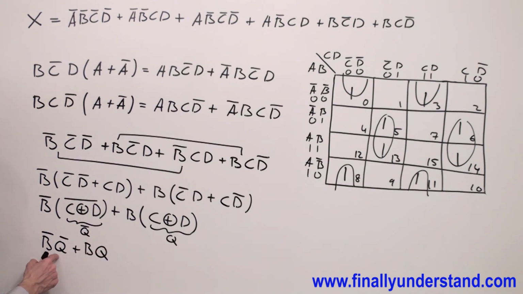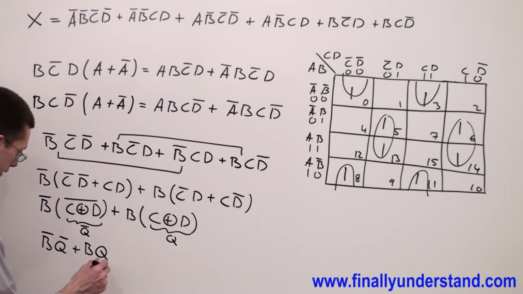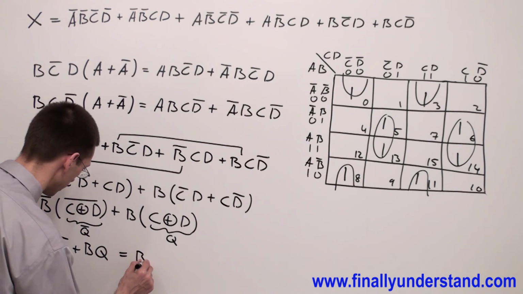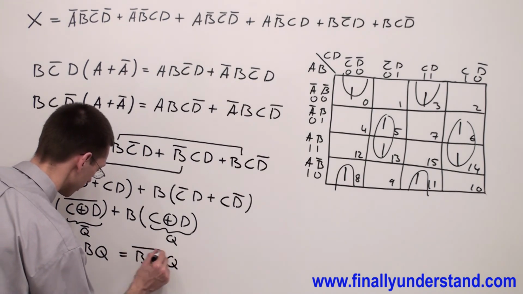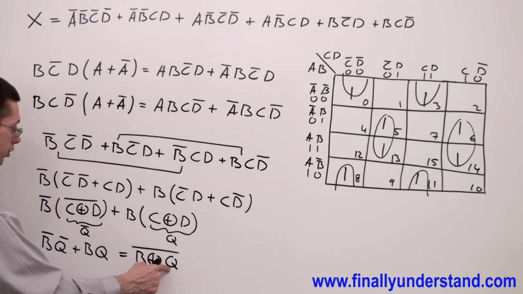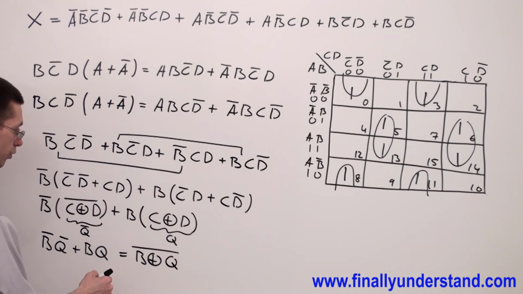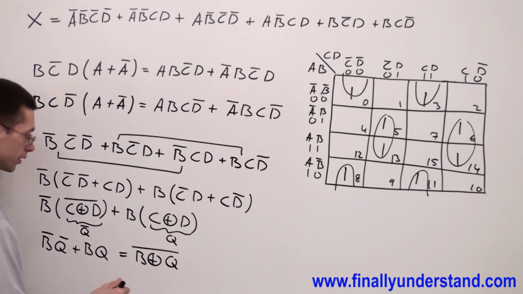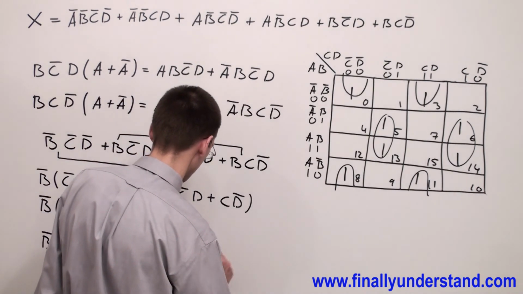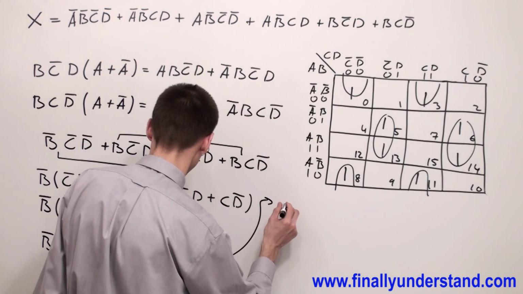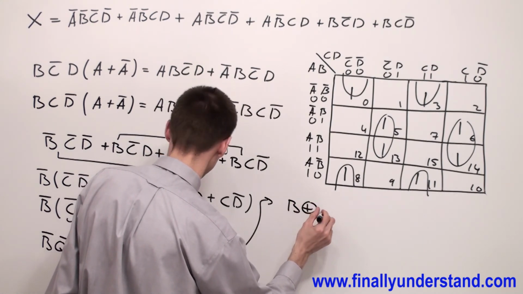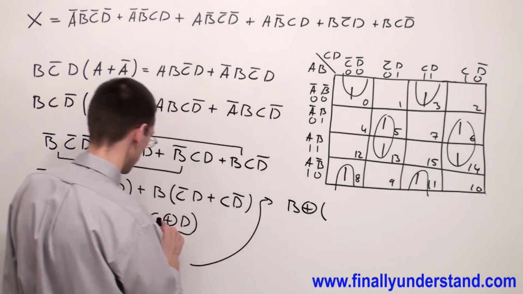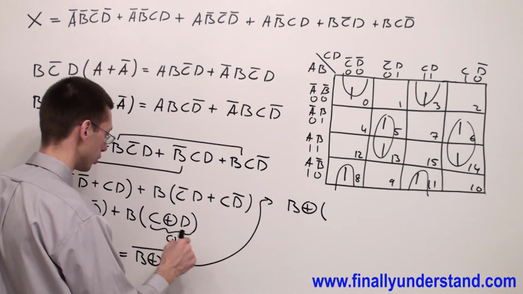This is exclusive NOR. I can rewrite this as b exclusive NOR Q. But we said that Q is equal to c exclusive OR d. That's why I can rewrite this as b exclusive NOR with c exclusive OR d.